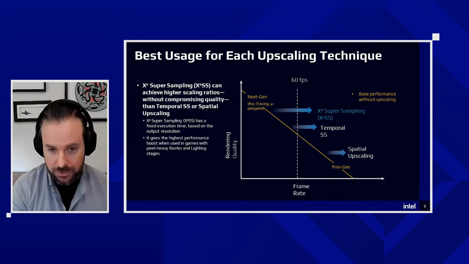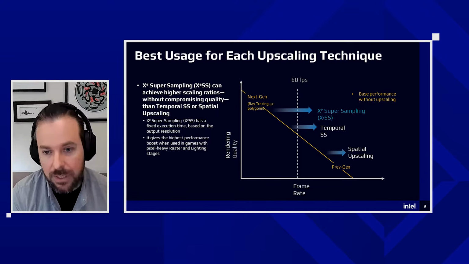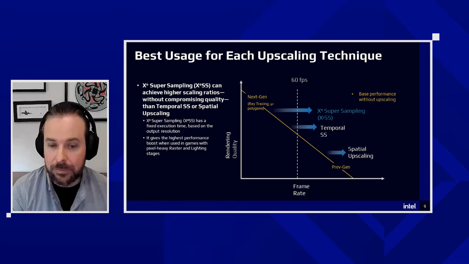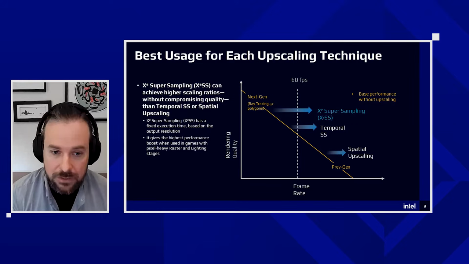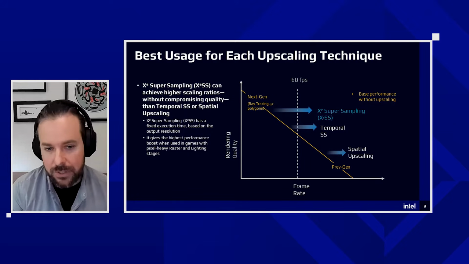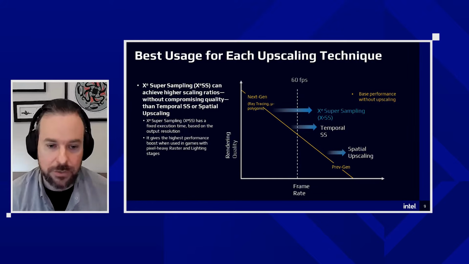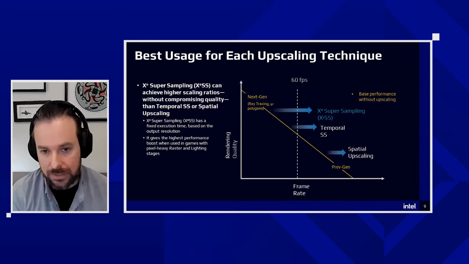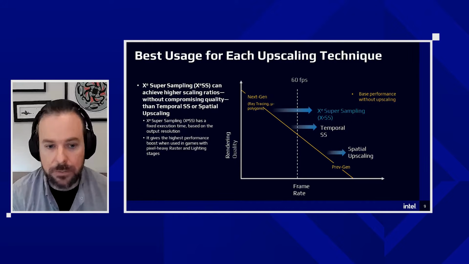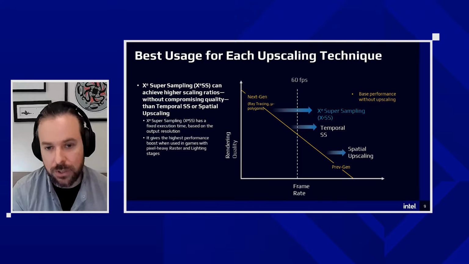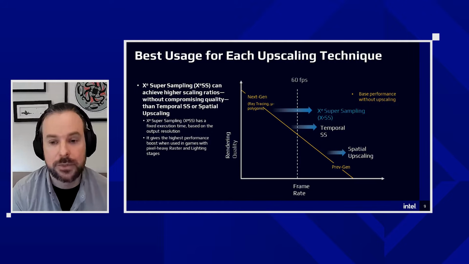There are some limits to XeSS, of course. One thing is that it has a fixed overhead that's dependent on the output resolution. This overhead is not significant if you have a title that has a heavy pixel rasterization and lighting stage. It's a fraction of the time that you spend in those stages. So for next-gen titles, the overhead is small, and you will see a high scaling factor performance boost.